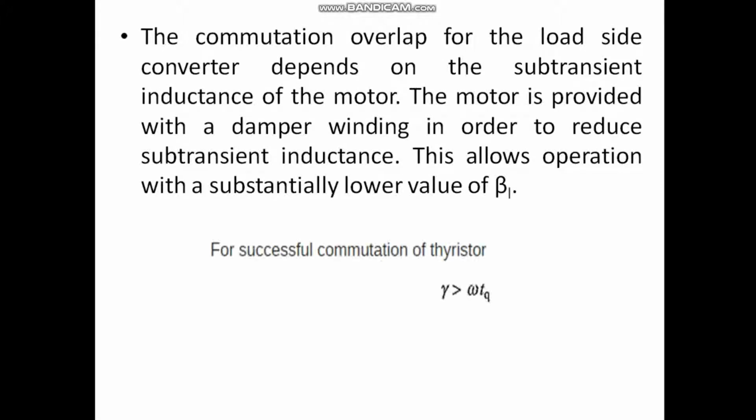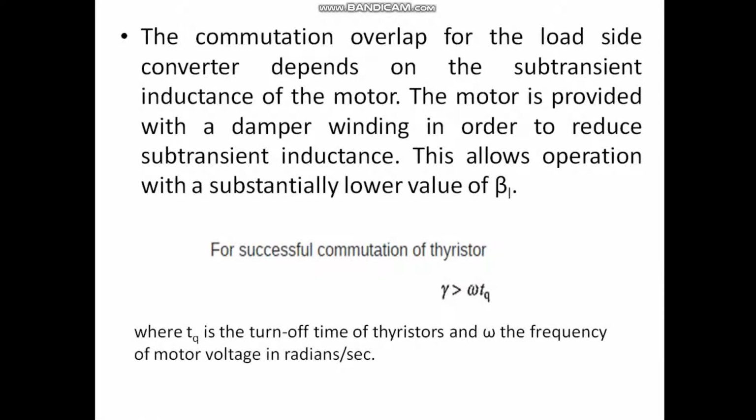You should remember this. I repeat, lower the value of beta L, the commutation angle, higher the power factor of the motor, and lower the inverter rating. For successful commutation of the thyristor, my gamma must be greater than omega times TQ, where TQ is the turn off time of the thyristors and omega is the frequency of the motor voltage in radians per second.